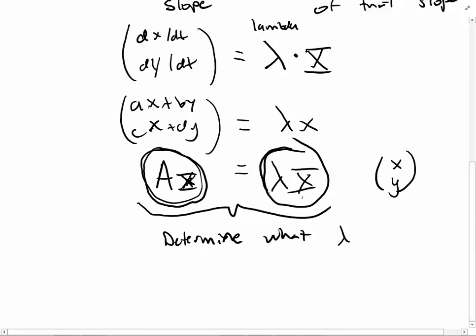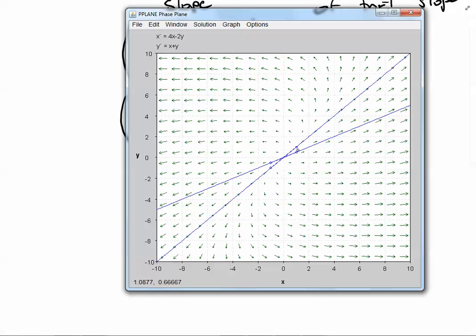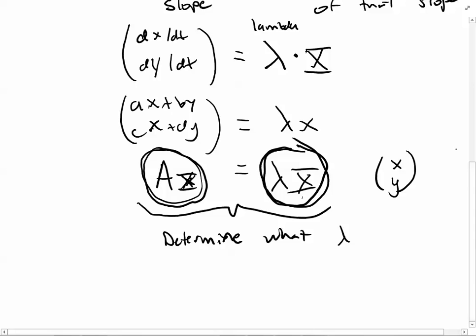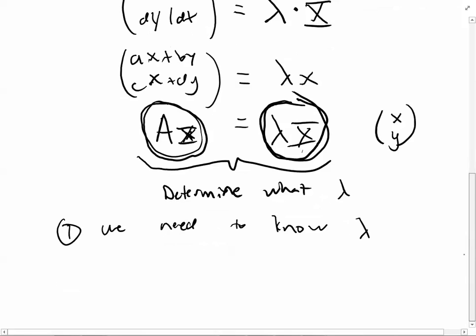Again, if I'm at (1, 1), then the slope there is going to be some constant multiple of (1, 1). So now the question becomes, we need to know lambda, because if we know lambda, then we know at each point how big the slope is. It's going to be some constant multiple of that slope. So in other words, we need to figure out what these are going to be. Well, let's see how this would work.